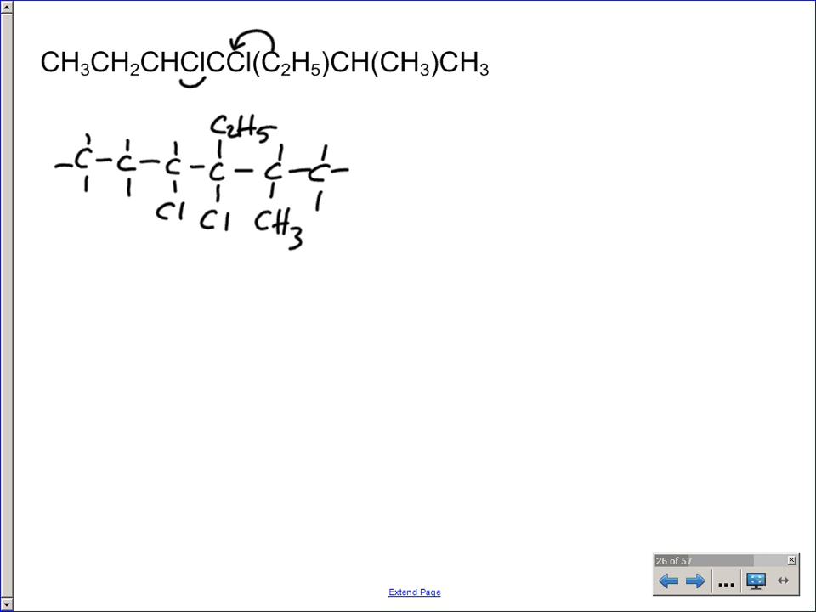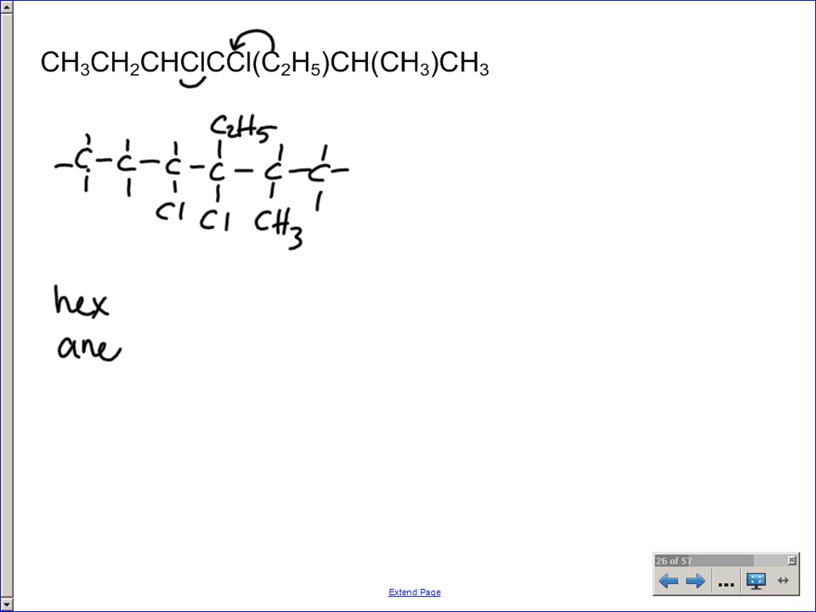So, looking at this, we actually have to name this now. So the very first thing we always do is find the longest carbon chain. So I'm going to see that, and it's right through the middle. 1, 2, 3, 4, 5, 6 in the middle, and that's going to be our carbon chain. Counting up to the ethyl group gives you the same information. It gives you six carbons, which is hex. Do you see any double bonds, triple bonds? No. All that means it's single bonds, which is an alkane. So hexane is going to be our ending here.